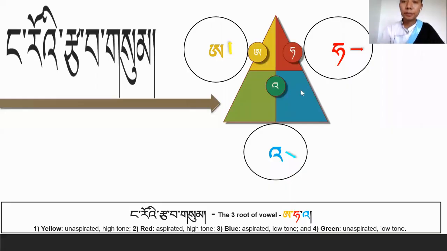Last week I explained the 30 consonants, the four vowels, and also the composite letters. So today I am going to teach you the three root vowels. These three letters are the three root vowels.